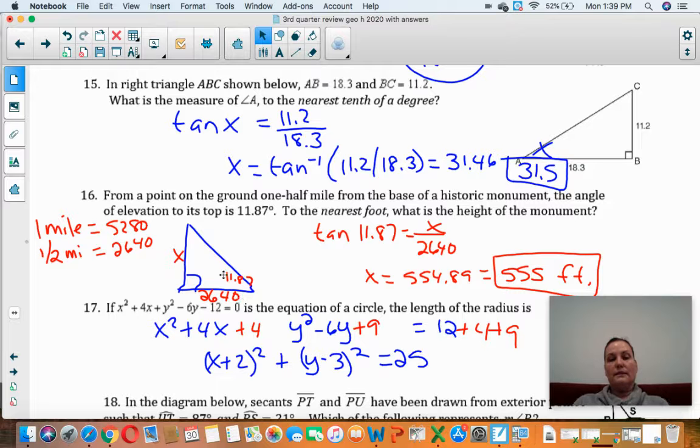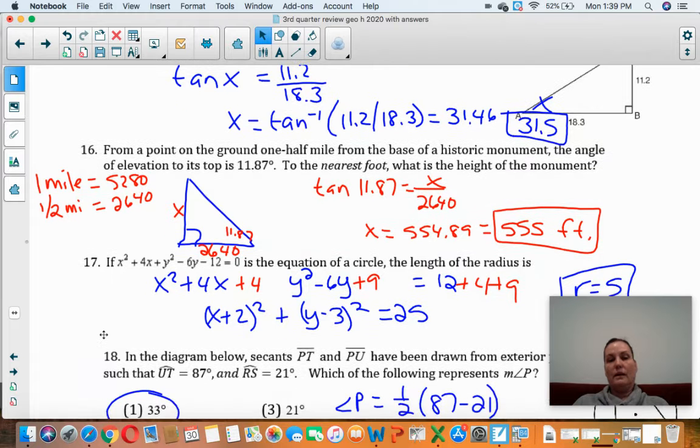So again, this is my angle of elevation. This is how far away I am. This is the monument, the height of that monument. I'm going to use tangent because I have opposite over adjacent. So tangent of 11.87 equals x over 2,640. I put a 1 under here, cross multiply, and all I'm doing in my calculator is tangent of 11.87 times 2,640, and that's 555 feet.